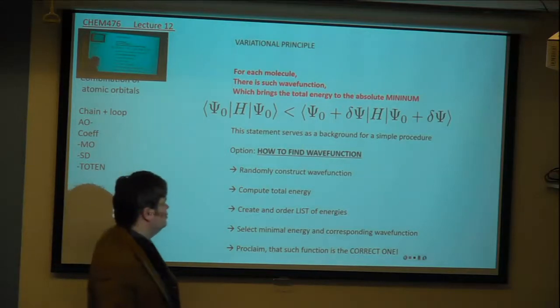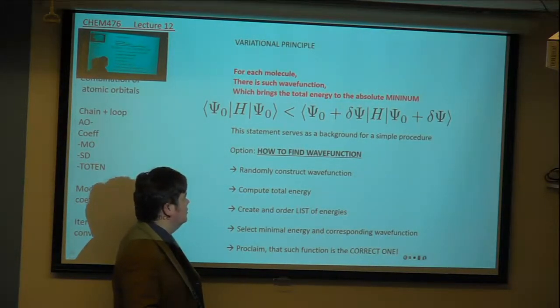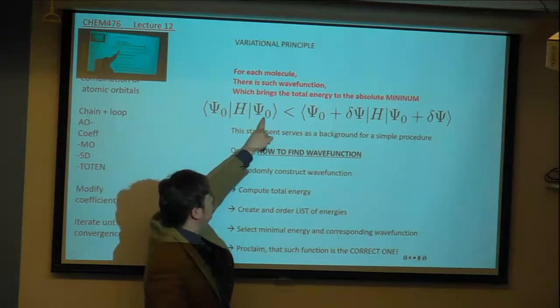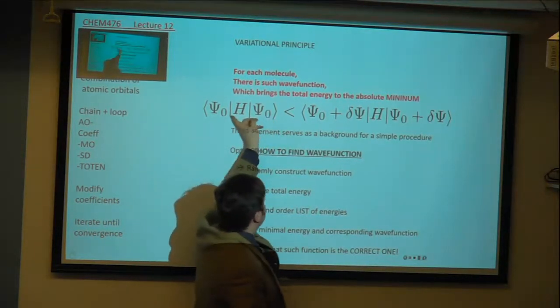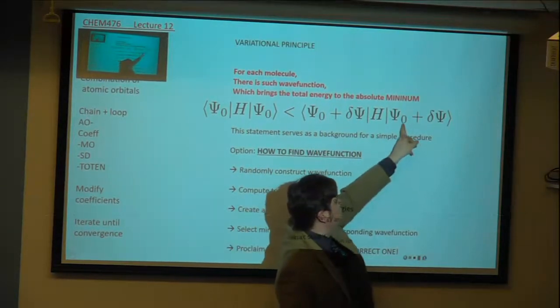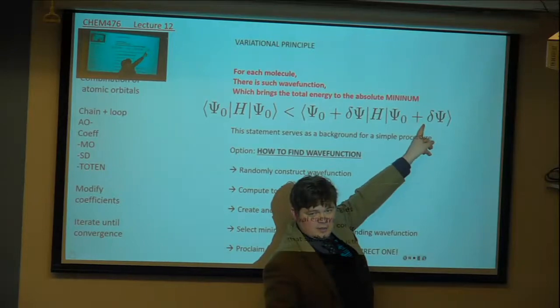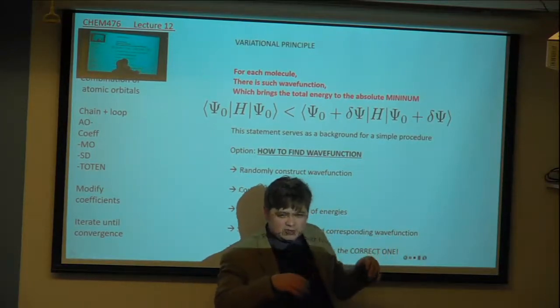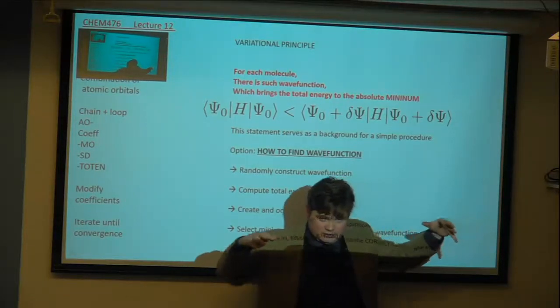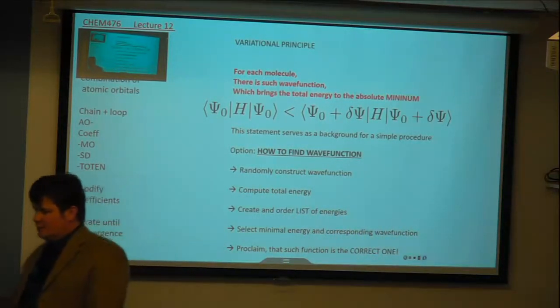So if you want to be rigorous, we can record it this way. The expectation value for the ground state wave function is always smaller than the expectation value of any other function that is obtained by adding or subtracting something. This is not a number, this is a distribution. The function is distributed in this case.